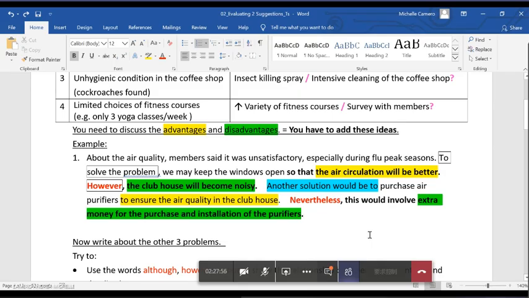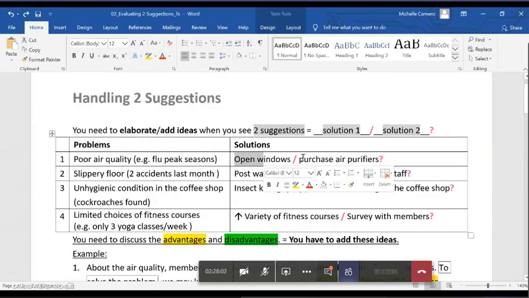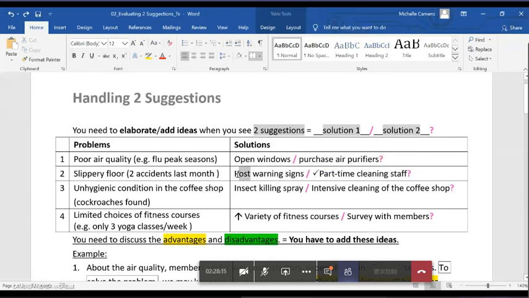Another thing is you'll notice here it says open the windows or purchase air purifiers. They were very nice. They gave you the verbs. So open is a verb and purchase is a verb. Same here. It says post warning signs. Post is a verb. So they're giving you a verb. But here, part-time cleaning staff, they don't give you the verb. So you're going to have to think of a verb that you need to add.